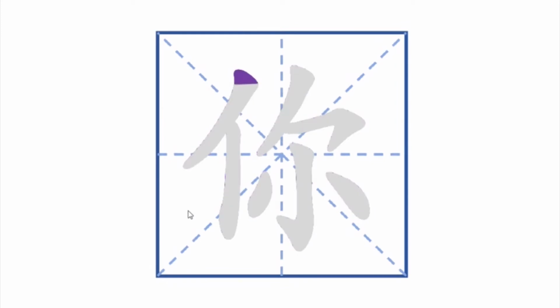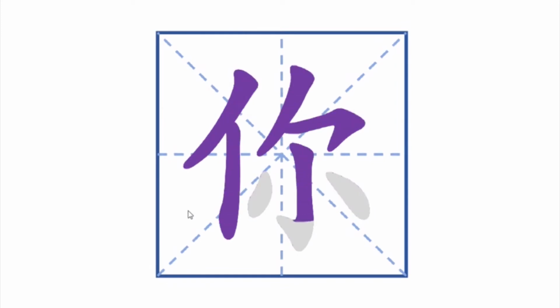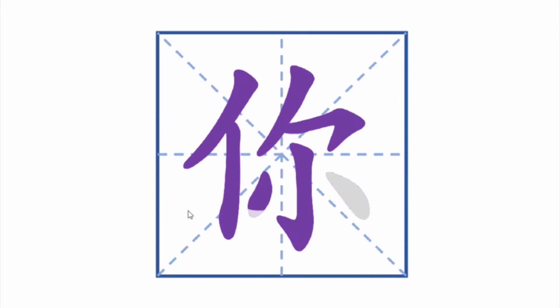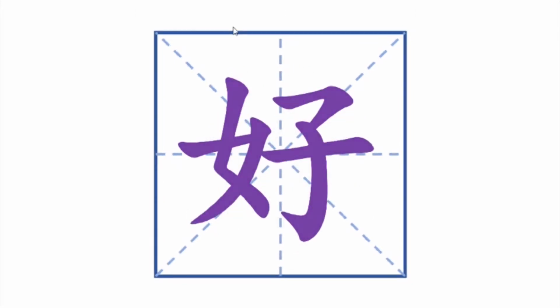Now you try it. If you don't have a sheet of paper, try writing the characters in the air with your finger. Now, let's go on to the next character. The next character is hao, meaning good.